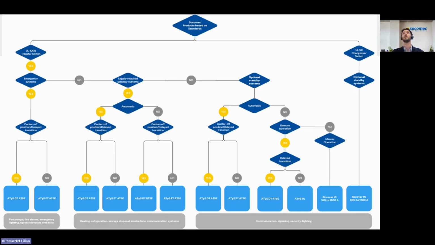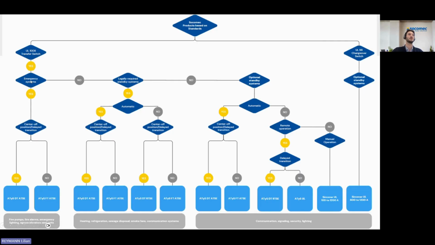We also made for you a more visual decision tree. So this is more about the Socomec products. For example, if I want a UL 1008 switch with an optional standby system requirement, I don't need the emergency systems. I want a remote operation. Do I need a delay transition? No. Okay, I will choose the 80 UL. Do I need the remote operation? No, I will need the manual operation. Okay, I will have the Circover UL rated as UL 1008.